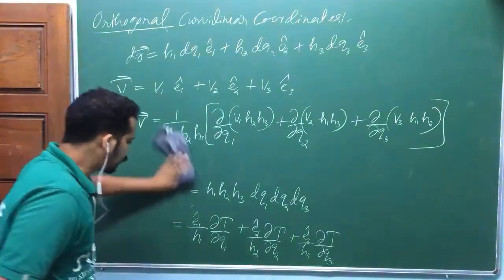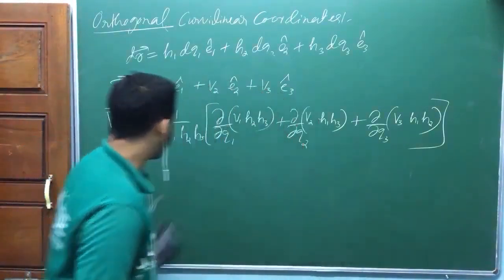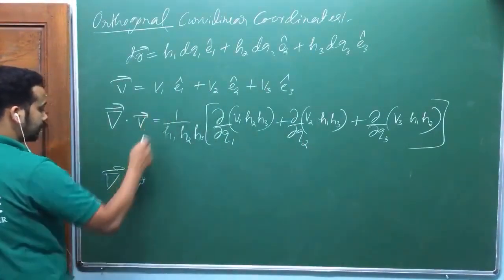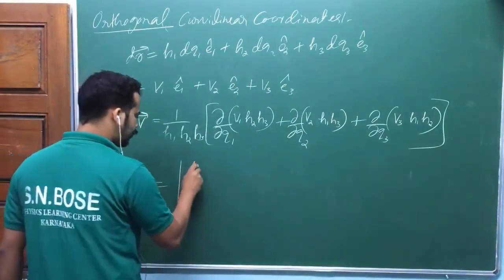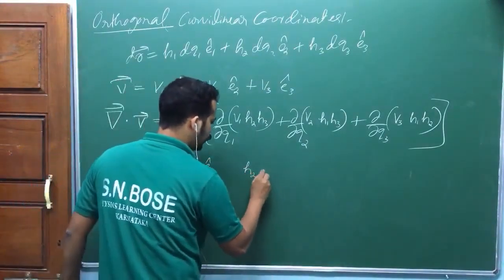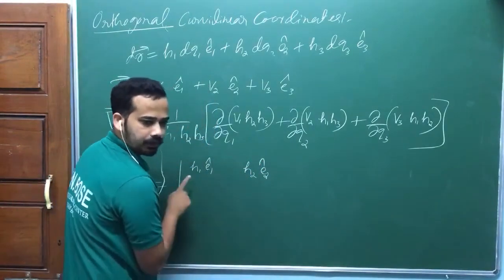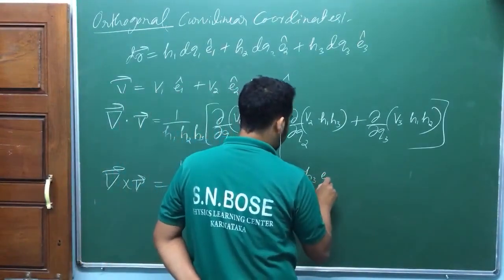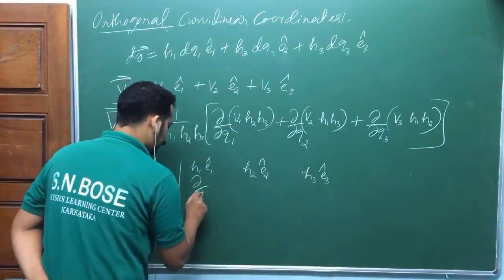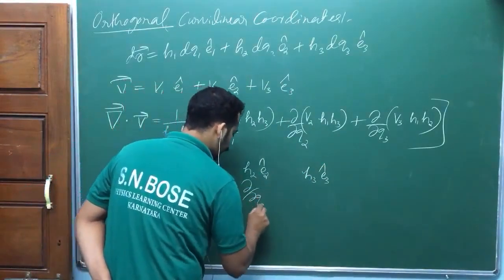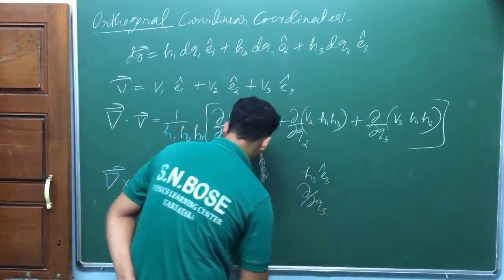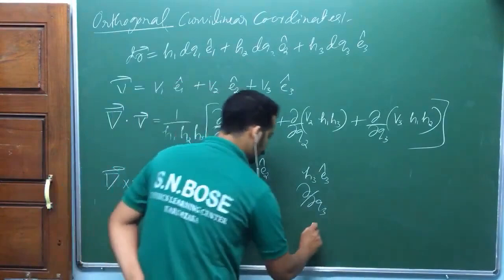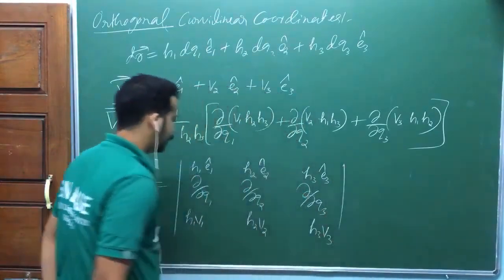Similarly, let me write the curl also, so that later I don't have to write this abstract thing; I can just apply this one. Curl of a vector field, again the vector field should be written like this: the determinant with rows h1 e1 cap, h2 e2 cap, h3 e3 cap; dou by dou q1, dou by dou q2, dou by dou q3; and h1 V1, h2 V2, h3 V3. We wrote x cap, y cap, z cap earlier because h1, h2, h3 were 1 for Cartesian coordinates. This is the curl.